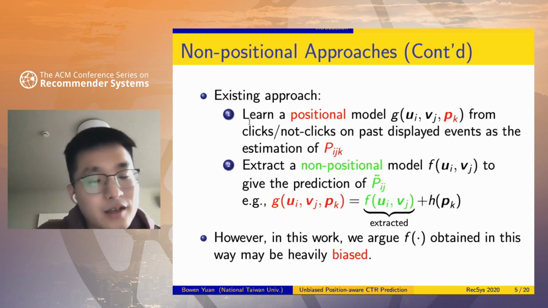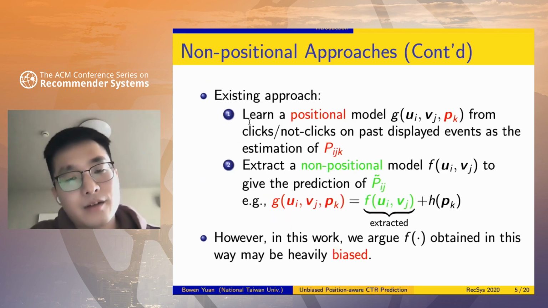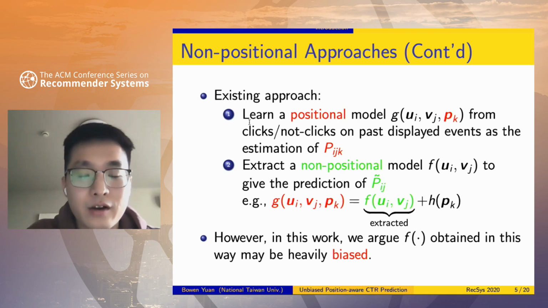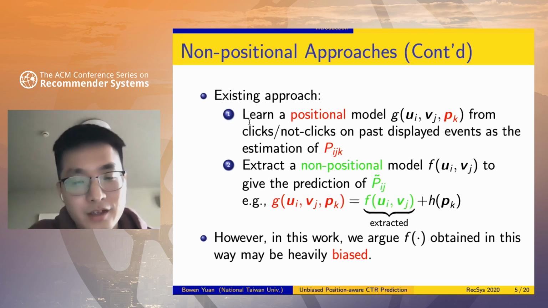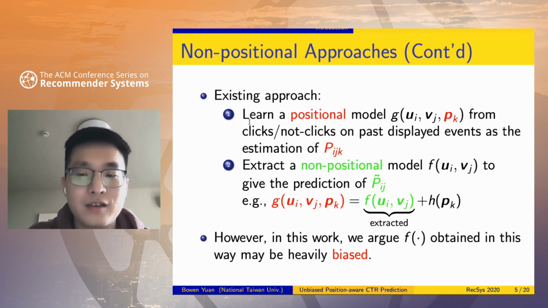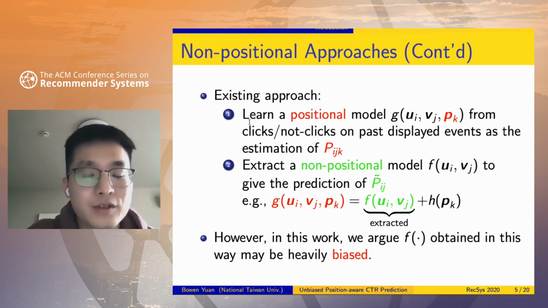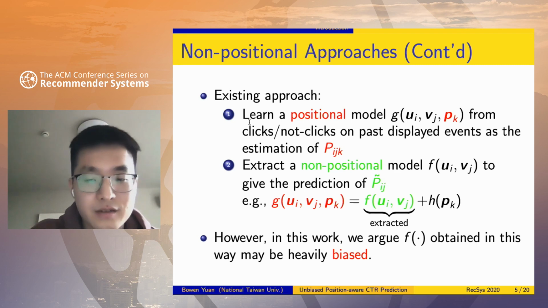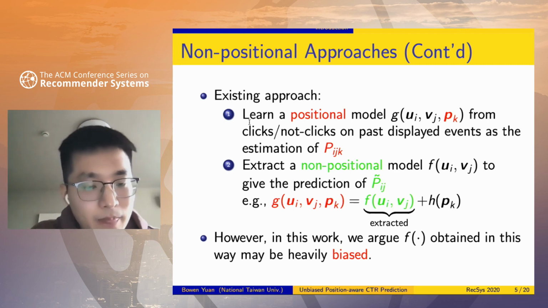To accomplish this, the existing approach first learns a positional model. We call it model g, learned from the click information on past displayed events as an estimation of the positional CTR. Then we extract a non-positional model f to give a prediction of the non-positional CTR, as in the following example.